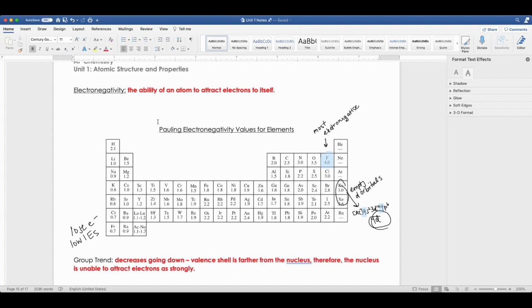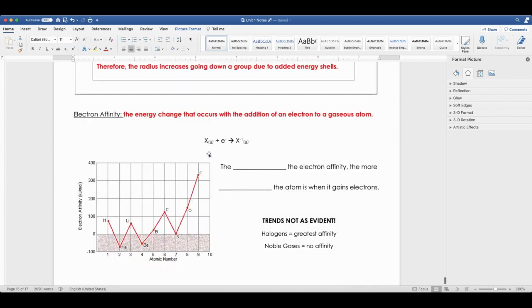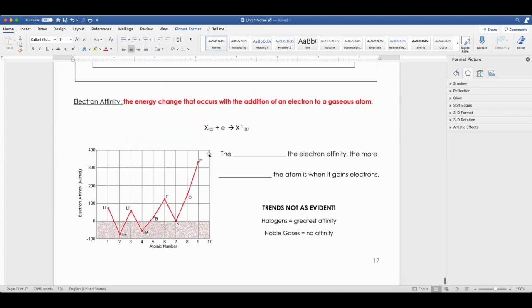It doesn't actually exist, but it's much more useful when we talk about chemical bonds. Electron affinity, personally, I don't find as useful. But I guess it does have its uses because it helps to kind of devise electronegativity. And it's kind of backwards from ionization energy, whatever. It's the energy change that occurs when an electron is added to a gaseous atom.